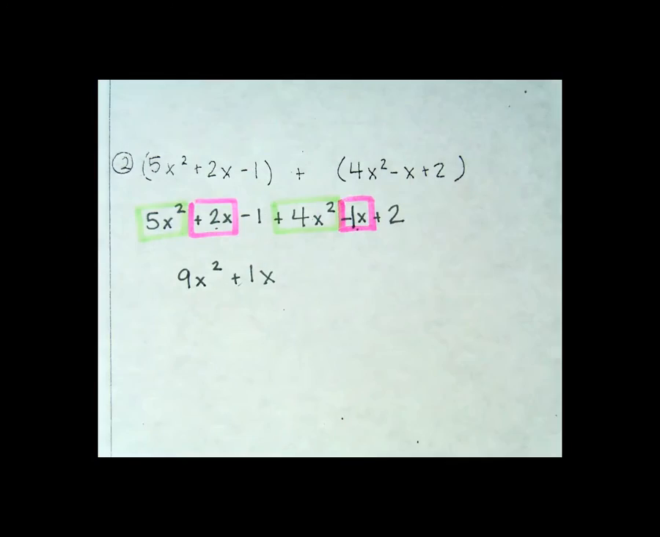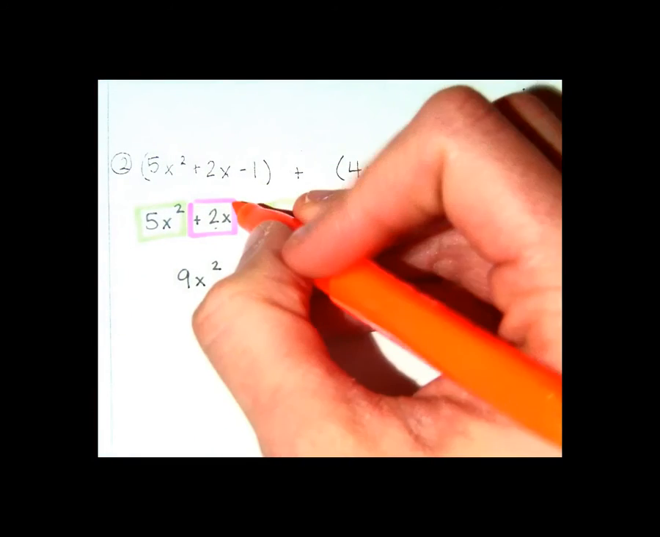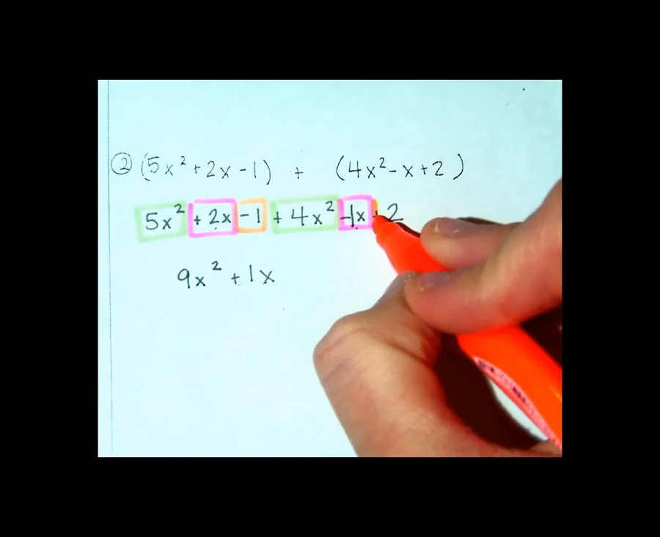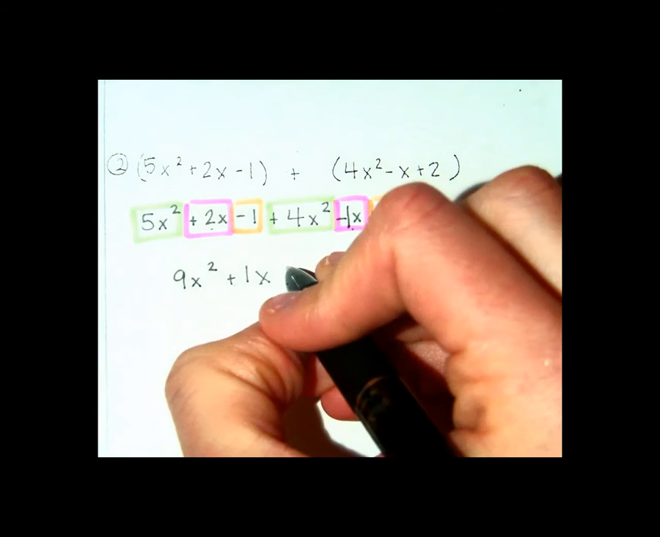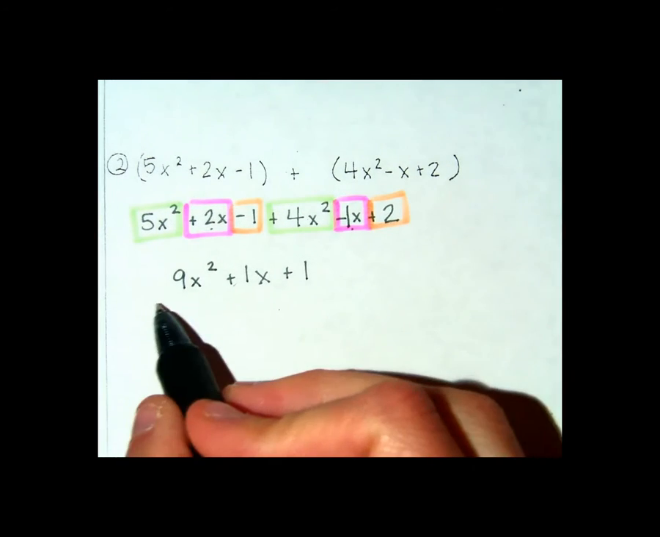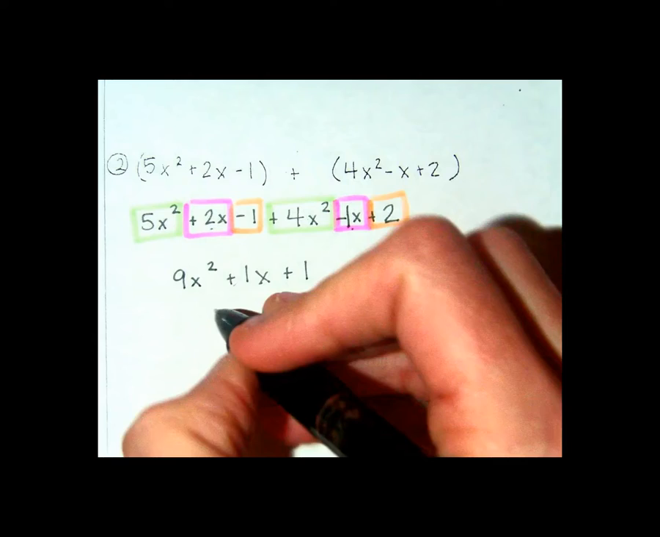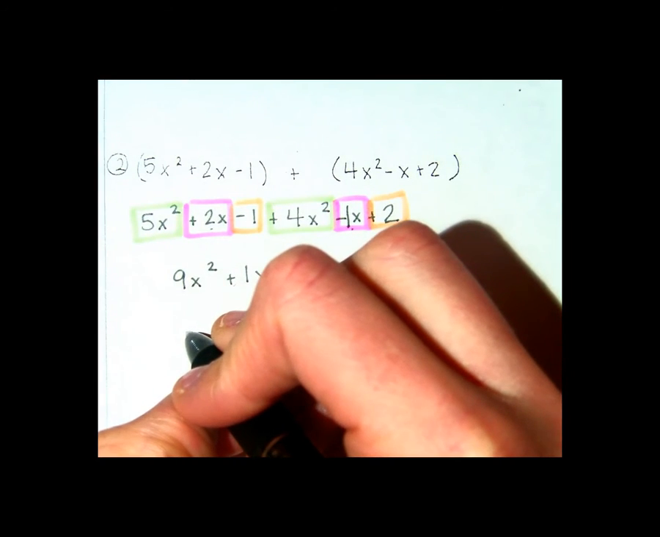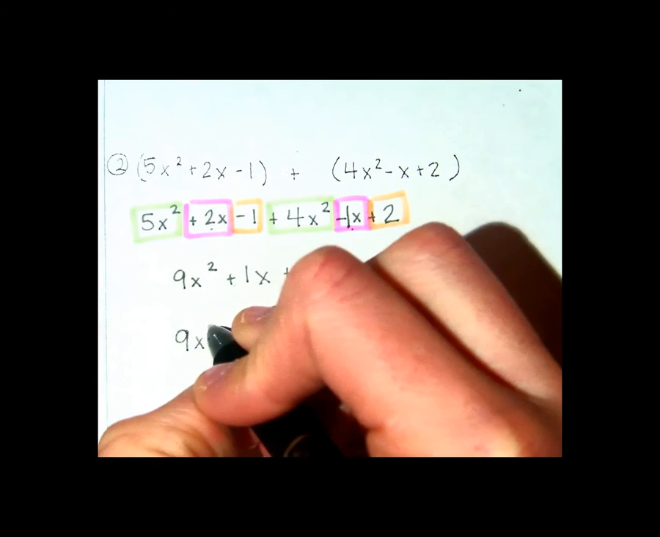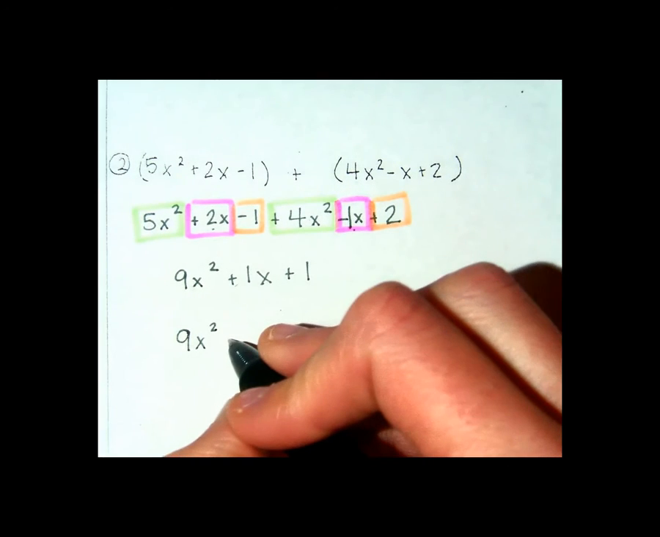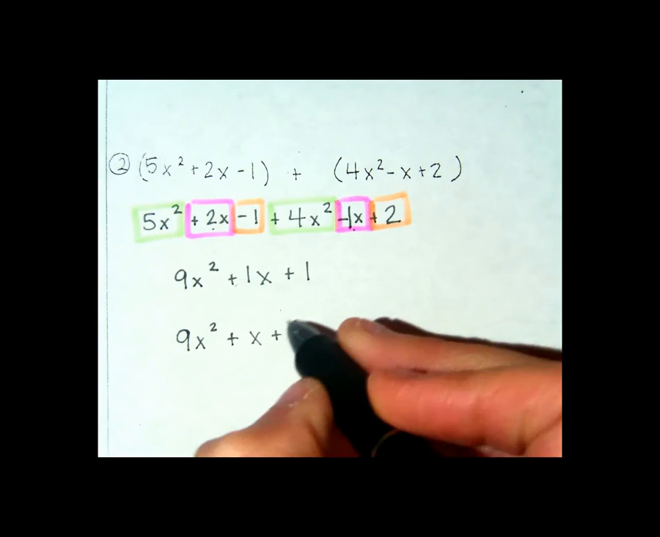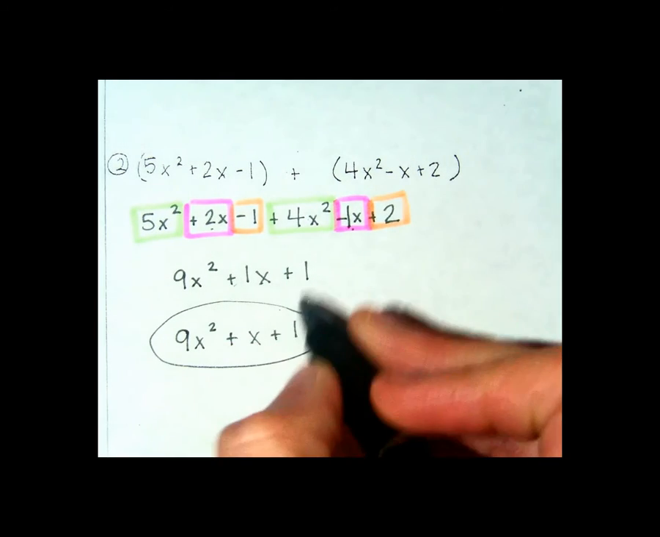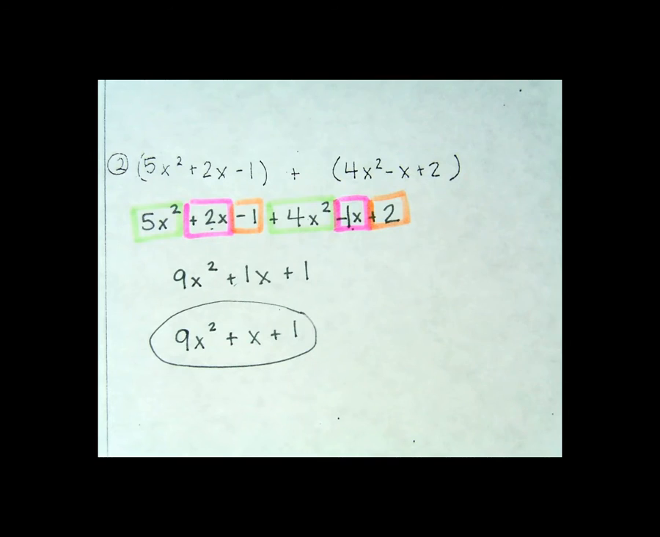Anything else alike? Negative 1 and positive 2, which is what? 1. Is this in standard form? How else would you see this answer, though? You will probably see this answer like this, but I'll take either one. Either one is completely correct, but you'll probably see it like that.